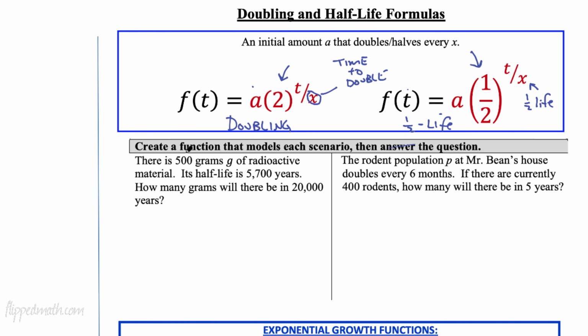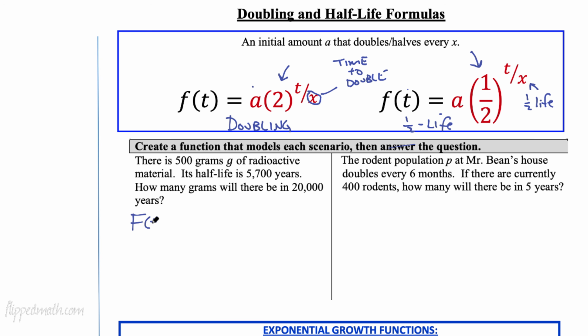There are 500 grams of radioactive material. Its half-life is 5,700 years. This is how they figure out how old stuff is, by the way. You should know that. Take chemistry. You taking chemistry? Anyways, so let's write this.